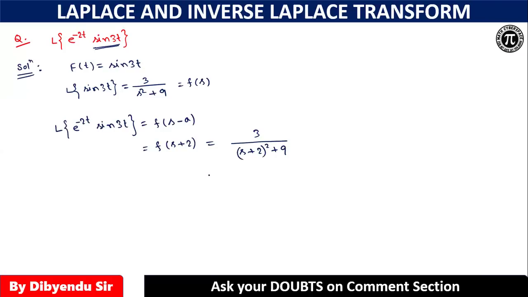Clear? Now simplify this, so you are getting 3 by s square plus 4s plus 13. Okay, very simple, first shifting property. Let's solve another problem.